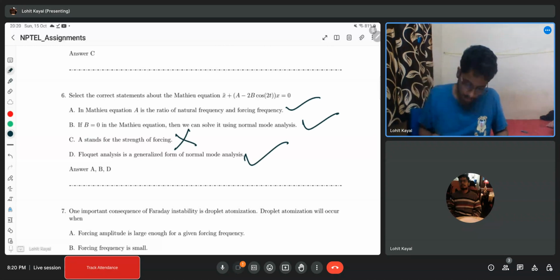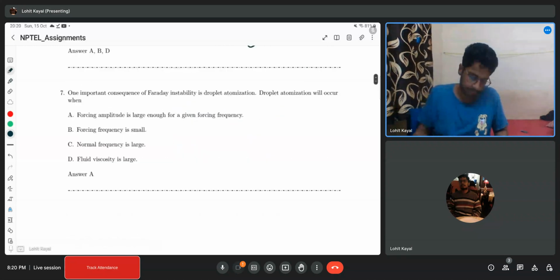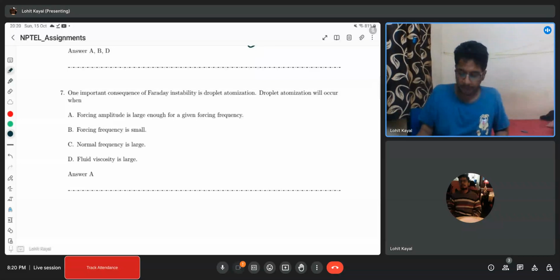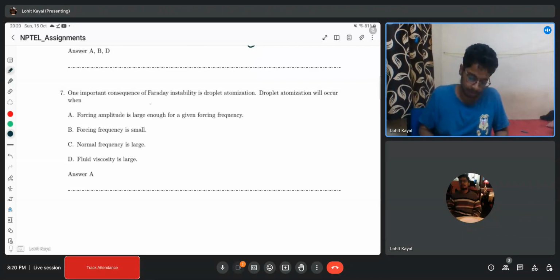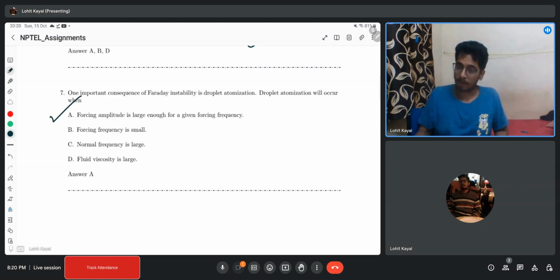Alright, now question 7. One important consequence of Faraday instability is droplet atomization. Droplet atomization will occur when forcing amplitude is large enough for a given forcing frequency. Now, why?